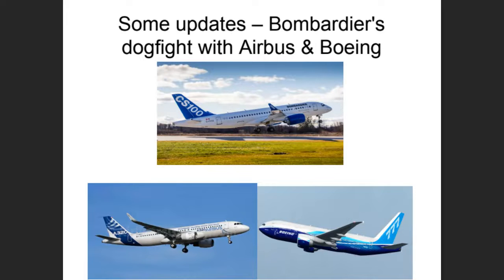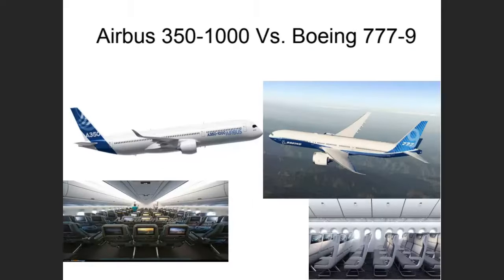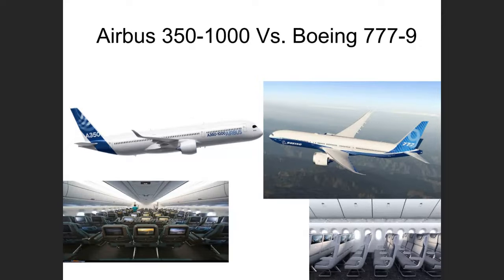So this is Bombardier. Now just to quickly show you the latest models from both Airbus and Boeing. The latest Airbus A350-1000 was launched in 2018, on the left-hand side, and on the right-hand side is the latest Boeing 777-9, launched in January 2020. Now we don't care about the exterior. What we care most about is the interior. So the difference is quite obvious.